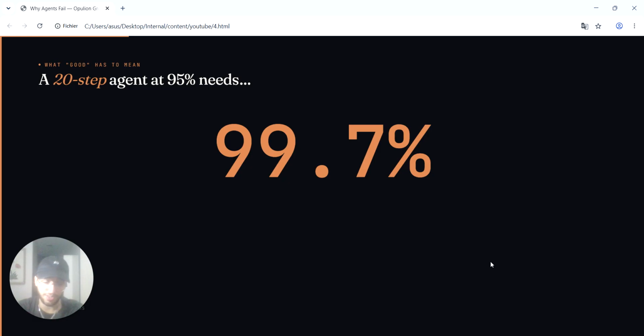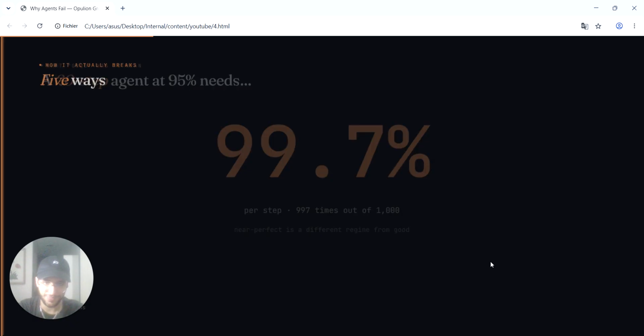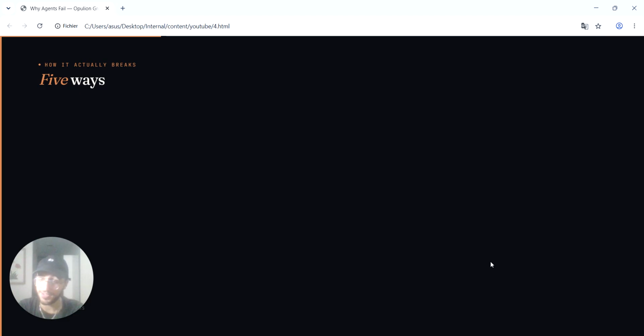So let's go through each of them one at a time, because this is where it stops being theory and starts being real, and this is where most of the value of this video resides. As I told you, there are 5 ways it can break, and you already met the first one. The first issue is that errors multiply: small errors compound across steps, and that's the math I just walked you through.